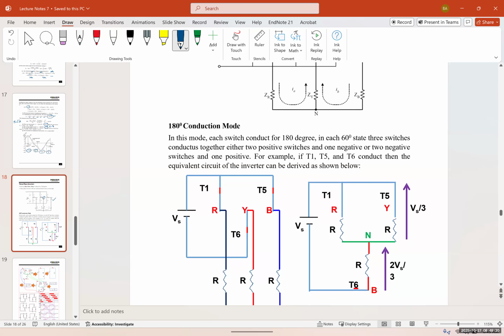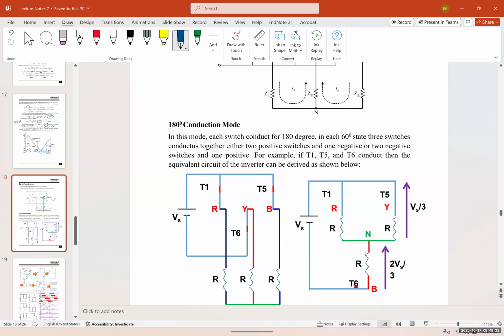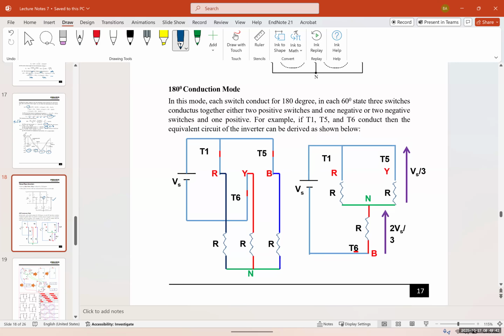We have two different modes for 3-phase inverters. We have the 180-degree conduction mode, and we have the 120-degree conduction mode, and we will study both of them. You can see the pictures on the left and right, for the 180-degree and for the 120-degree conduction mode.